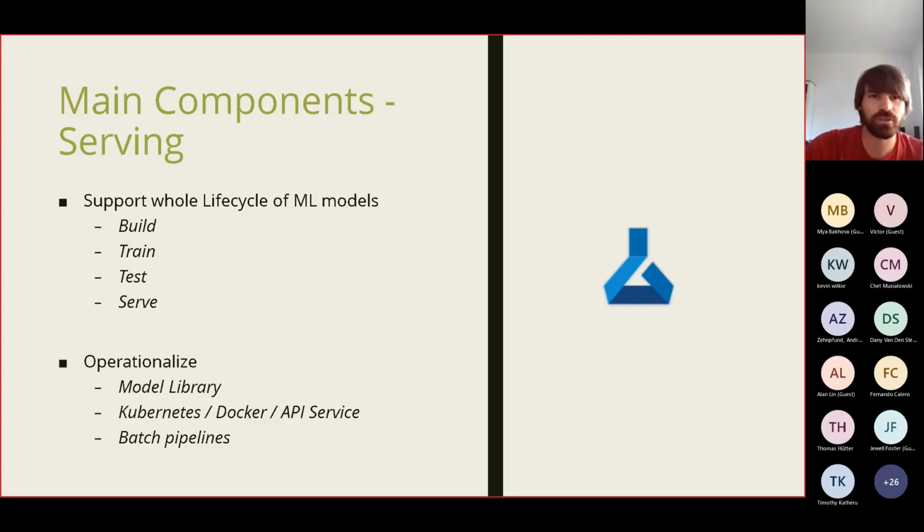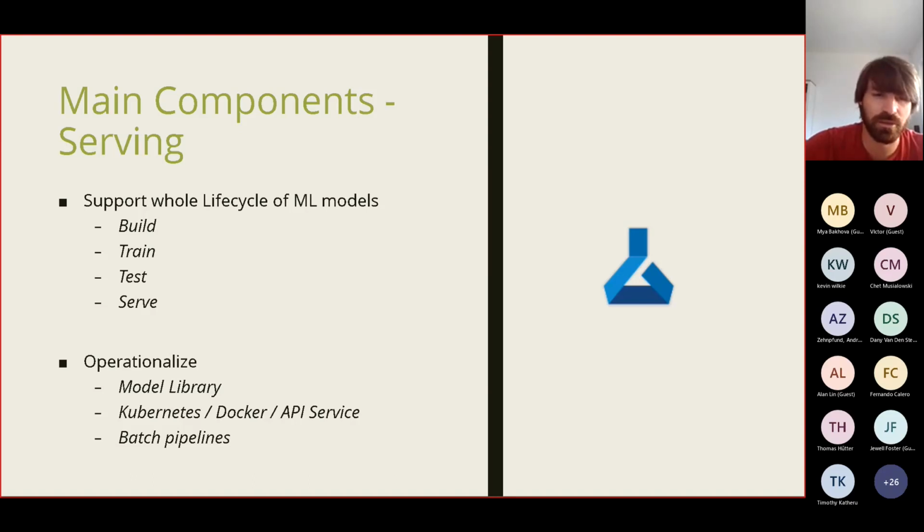So now for the serving components, you will usually need to have one service that manages all the machine learning workloads, supporting building of models, training and testing of models, and also an ability to serve those models. Serving those models is usually about creating an API service, or running batch pipelines, either on a predefined cluster or via Docker or Kubernetes.